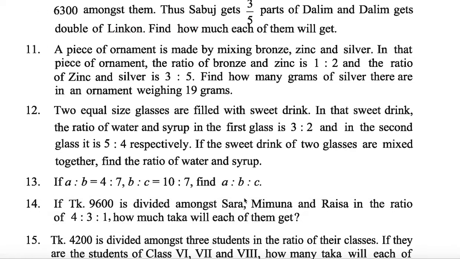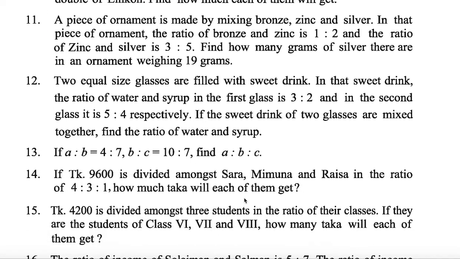A piece of ornament is made by mixing bronze, zinc and silver. In that piece of ornament, the ratio of bronze to zinc is 1:2, and the ratio of zinc to silver is 3:5. Find how many grams of silver there are in an ornament weighing 19 grams. Okay. Bronze to zinc is 1:2. Zinc to silver is 3:5.